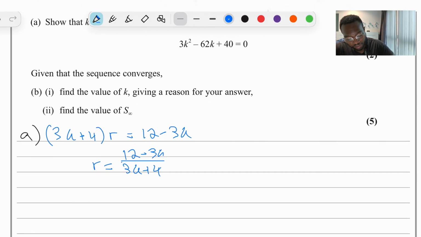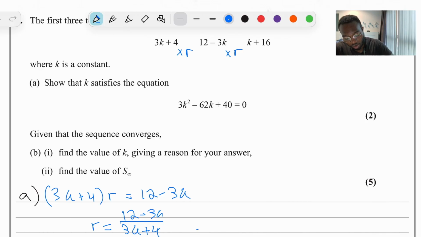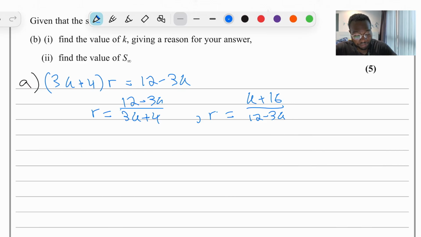And if we know that, then we also know that for the second and third term, it would be the exact same. We also know that r would equal k plus 16 over 12 minus 3k. Okay, mind my handwriting, I'm sorry for that. And if we know that, because r is the same value, we can make them equal to each other, and then we can work out our k value. So we get 12 minus 3k over 3k plus 4 is equal to k plus 16 over 12 minus 3k.